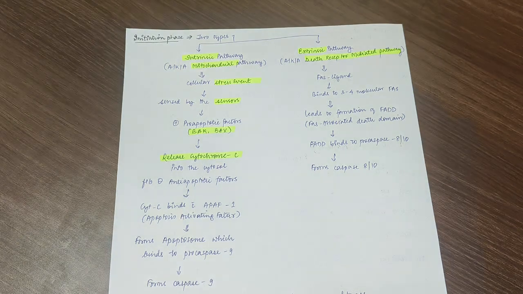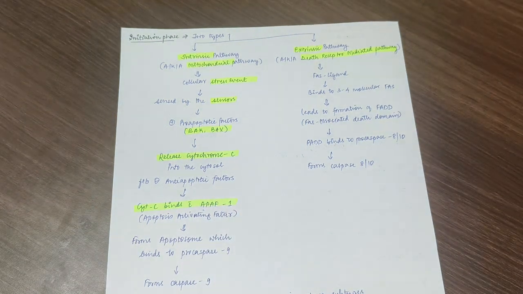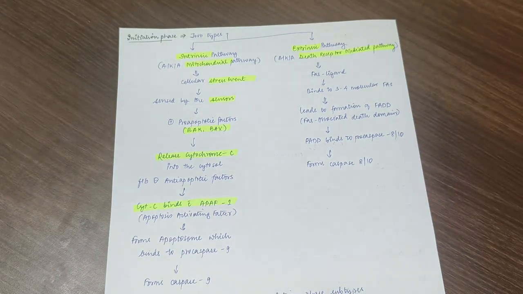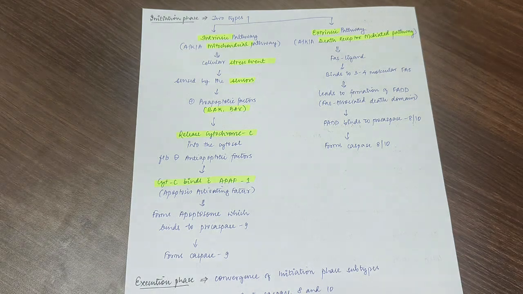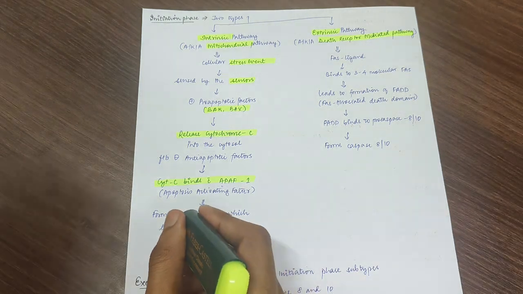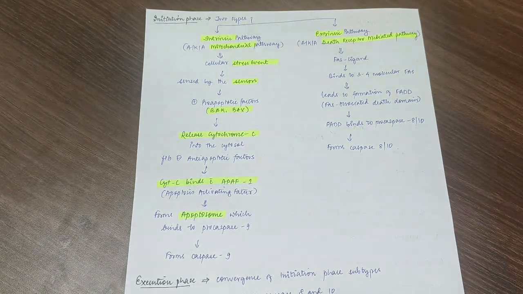Once cytochrome C is formed, what is its function? Cytochrome C will bind to APAF1. What is APAF1? APAF1 is apoptosis activating factor. The name itself says it activates apoptosis. That's why it's called apoptotic activating factor, APAF1. This cytochrome C and APAF1 combination forms something called the apoptosome. So remember the apoptosome, which is formed from the combination of cytochrome C and APAF1.